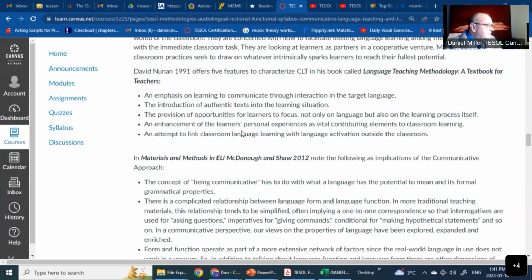An enhancement of the learner's personal experience as vital contributing elements to the classroom learning. So draw on the students' personal experiences to contribute to the classroom learning. Ask the students to describe something from their experiences that link to what you're discussing and talking about.